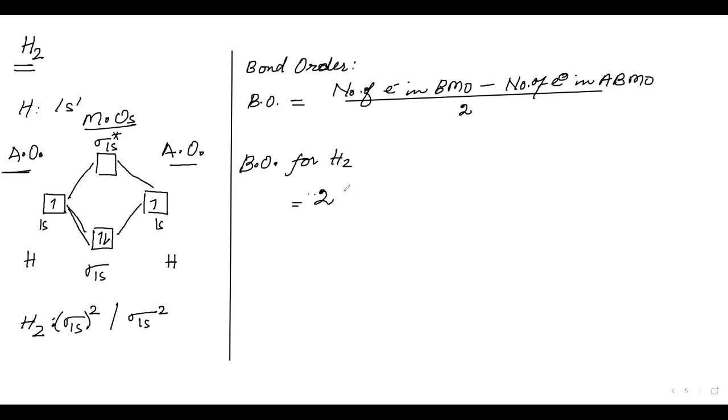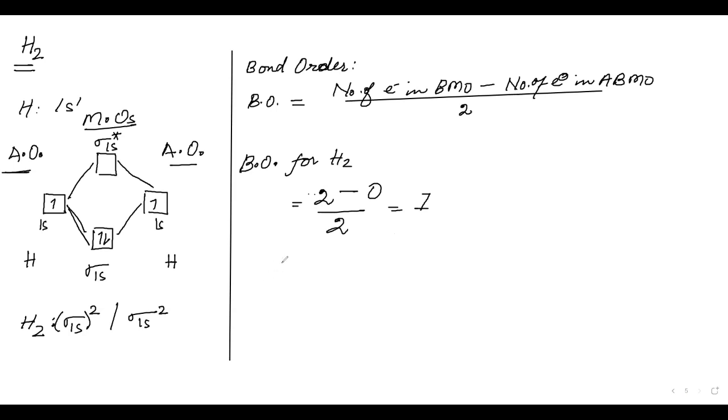2 in the bonding molecular orbital minus how many in the anti-bonding? How many electrons are here? 0. So 2 minus 0, divided by 2, this will be equal to 1.